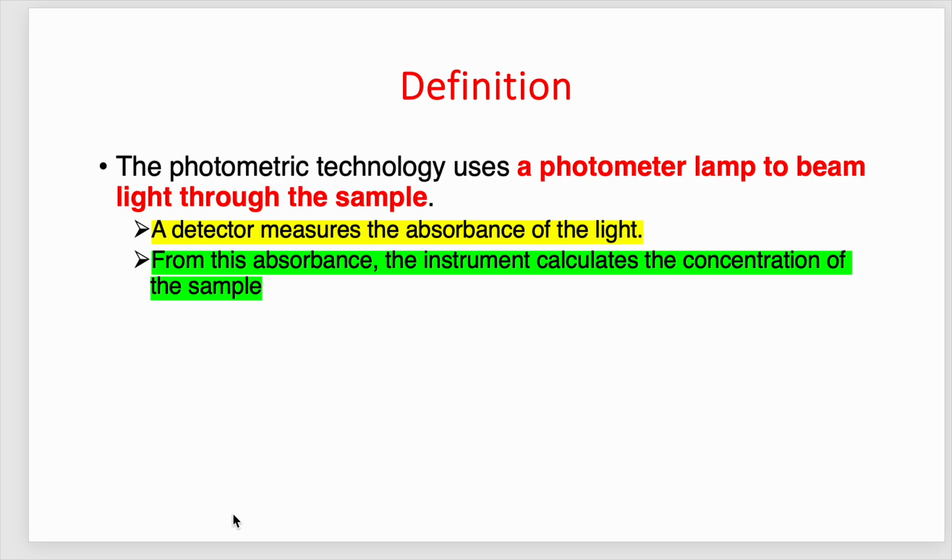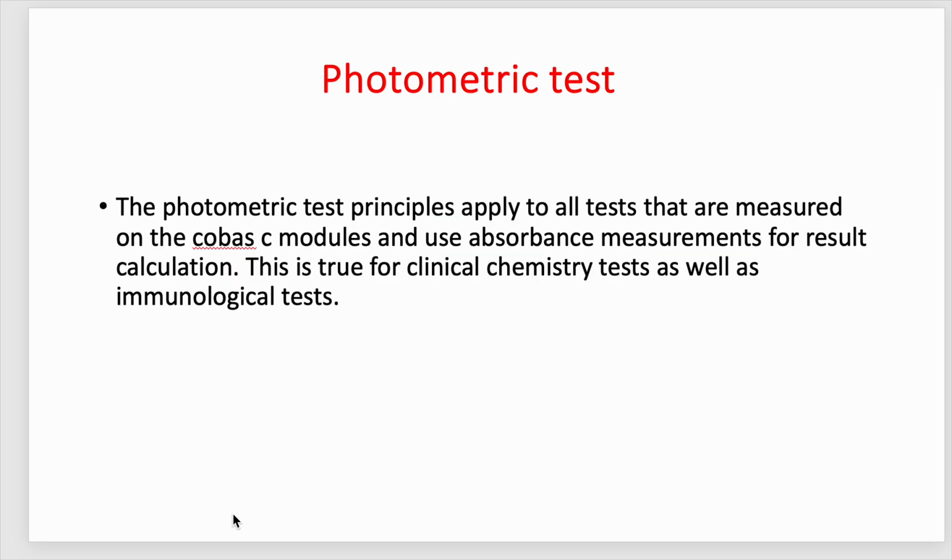The second definition and history is photometric technology. It uses a photometer lamp to beam a light through the sample. A detector measures the absorbance of the light. From the absorbance, the instrument calculates the concentration of the sample. I'm using the cobas c as an example, and it's true on both chemistry and immunology as well.